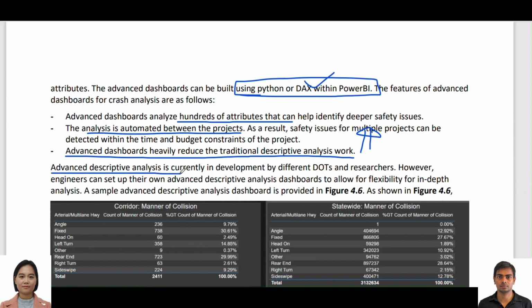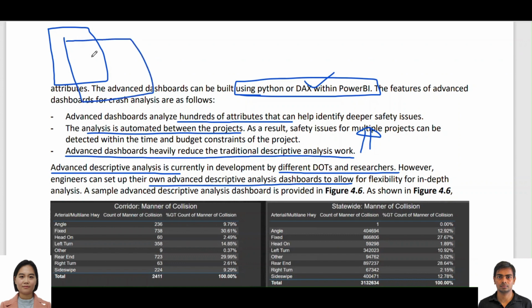So advanced descriptive analysis is currently in development by different DOTs and researchers. However, engineers can set up their own advanced descriptive analysis dashboard. So the engineers can do their own in-depth analysis, and engineers can build the dashboard in a way that is more suitable for projects. The state DOT dashboards are more focused on their vision, whereas as engineers we can build our own advanced analysis dashboards which are more suitable for projects. So we'll look at one advanced comparison of the dashboards soon.